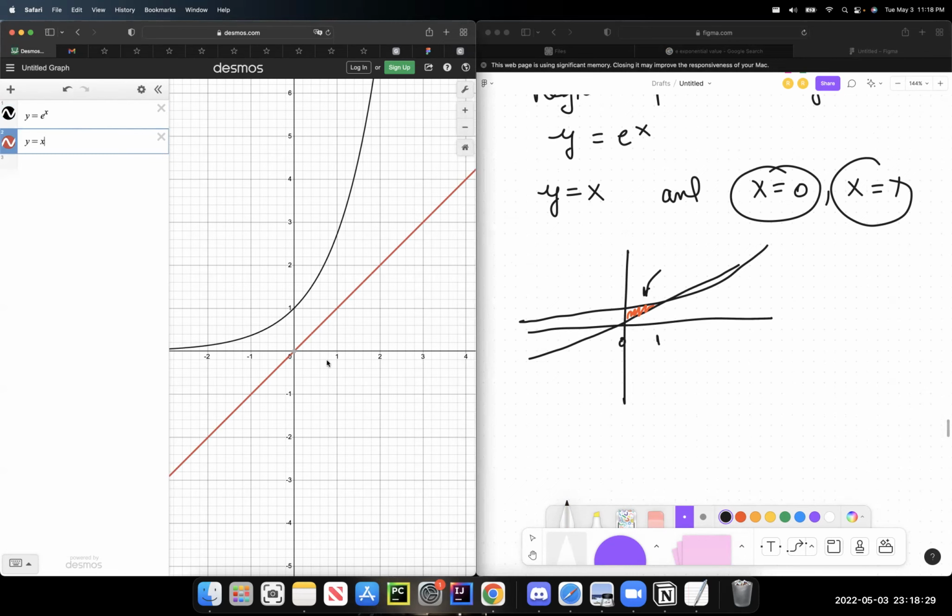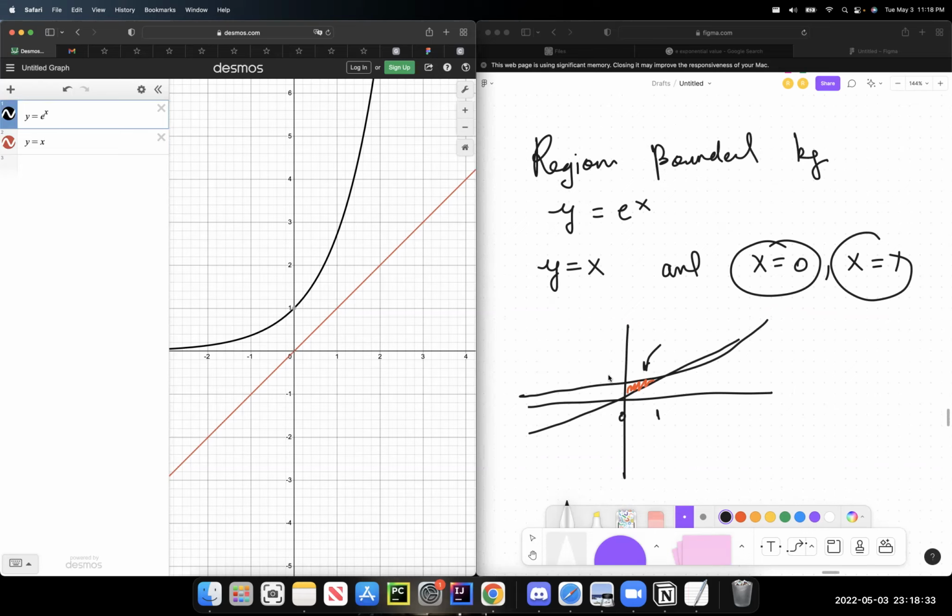That doesn't work. What am I doing wrong? y equals e^x and y equals x. Yeah, it should sort of produce. Is it? Yeah, okay, my bad.